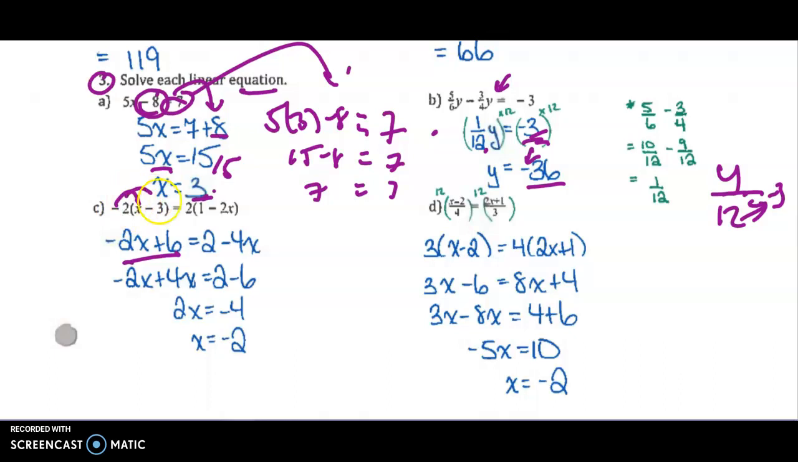Here, you'll expand first. Okay, so that's what happens here, and you end up with that. And this one's a little different because we have variables on both sides and constants on both sides. So what you want to do is move the variables to one side.